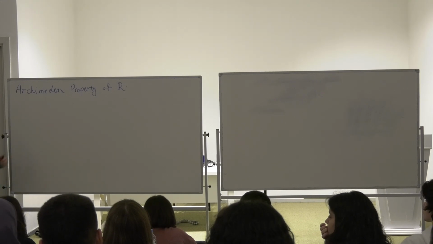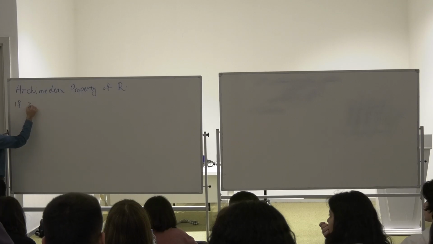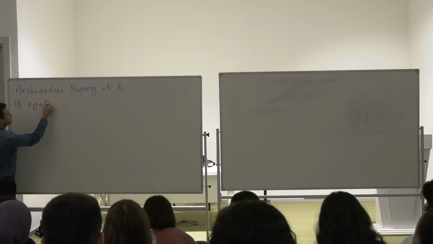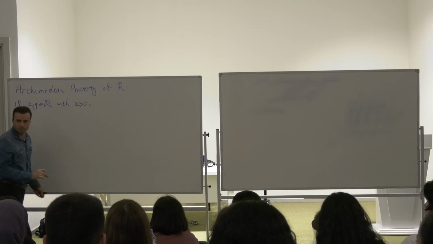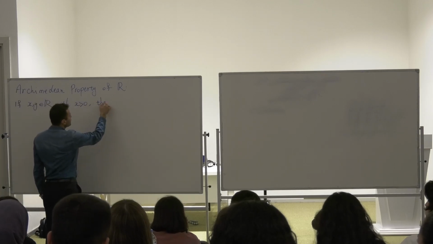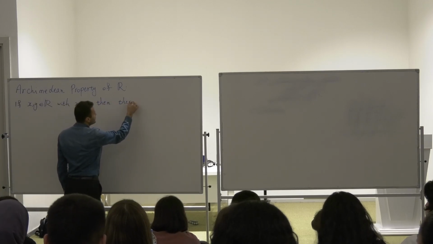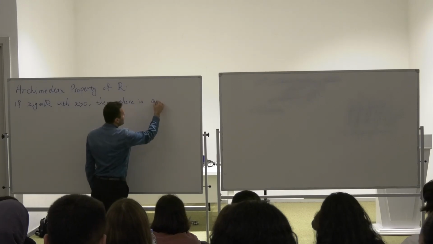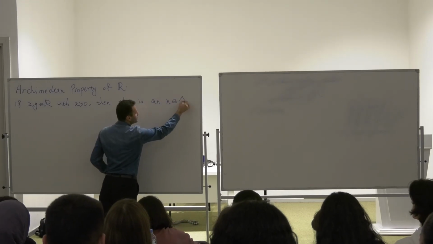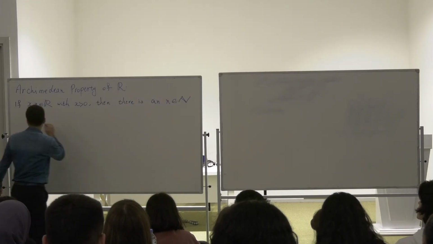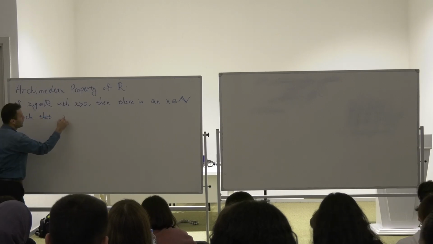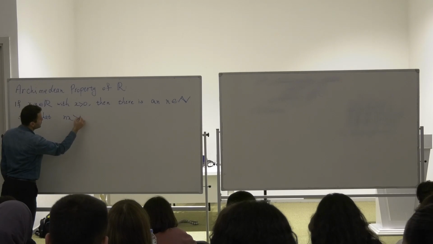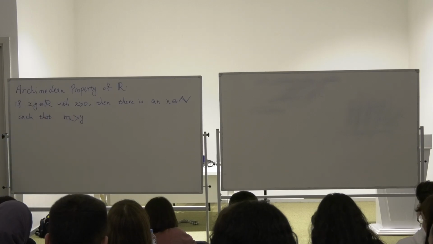One of them is the Archimedean property of R, which says that if x and y are two real numbers with x being a positive number, then there is an n, a natural number, such that nx is greater than y. What does this mean?